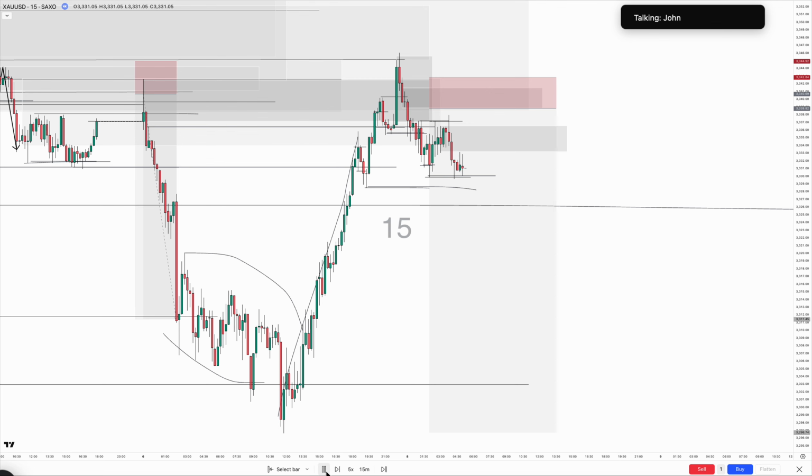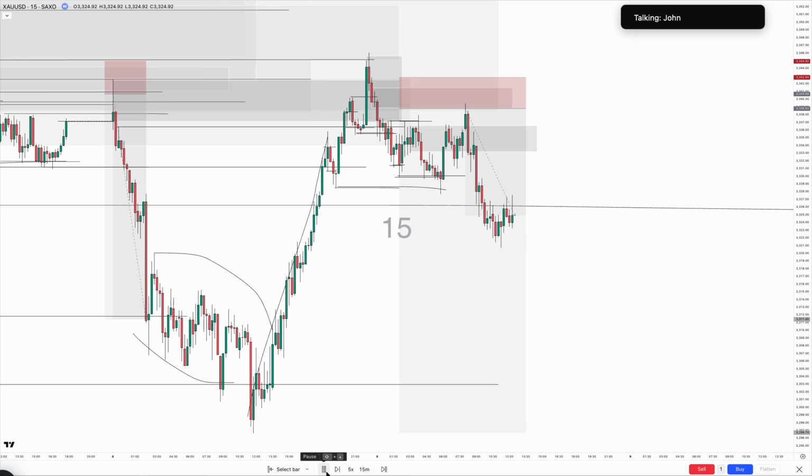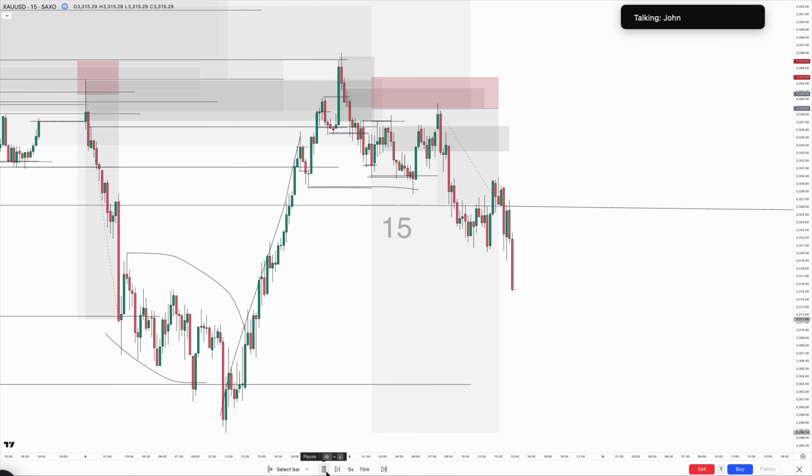Okay, so price comes back, waiting, then taps us in, right, and then start to sell. Okay, not bad, just waiting for the sell to get along.